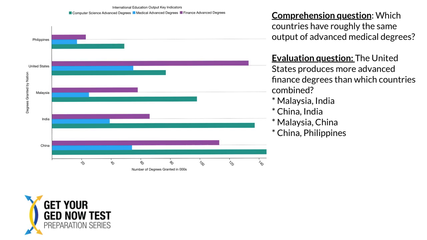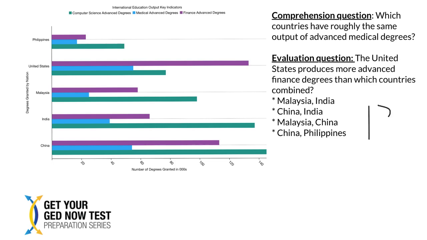Now the next skill, evaluation, is something a little bit different. It has some elements of comprehension, but evaluation is really about reading and understanding the data and then making a decision about what you read. Evaluation. So the United States produces more advanced finance degrees than which countries combined. So here you have the US, okay, and their finance degrees come about here. So we're just going to call that 135,000 because remember these numbers are in thousands, okay? And so now that's our mark.